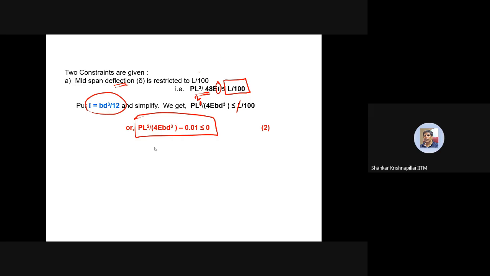So suppose they said the midspan deflection should be exactly equal to L by 100. Okay, then this less than or equal to sign will go and you get equal to. Then the design will be more difficult because the range of values which will give exactly 1 mm deflection is difficult to find. So that is why we don't want to use equality constraints and we use inequality constraints.